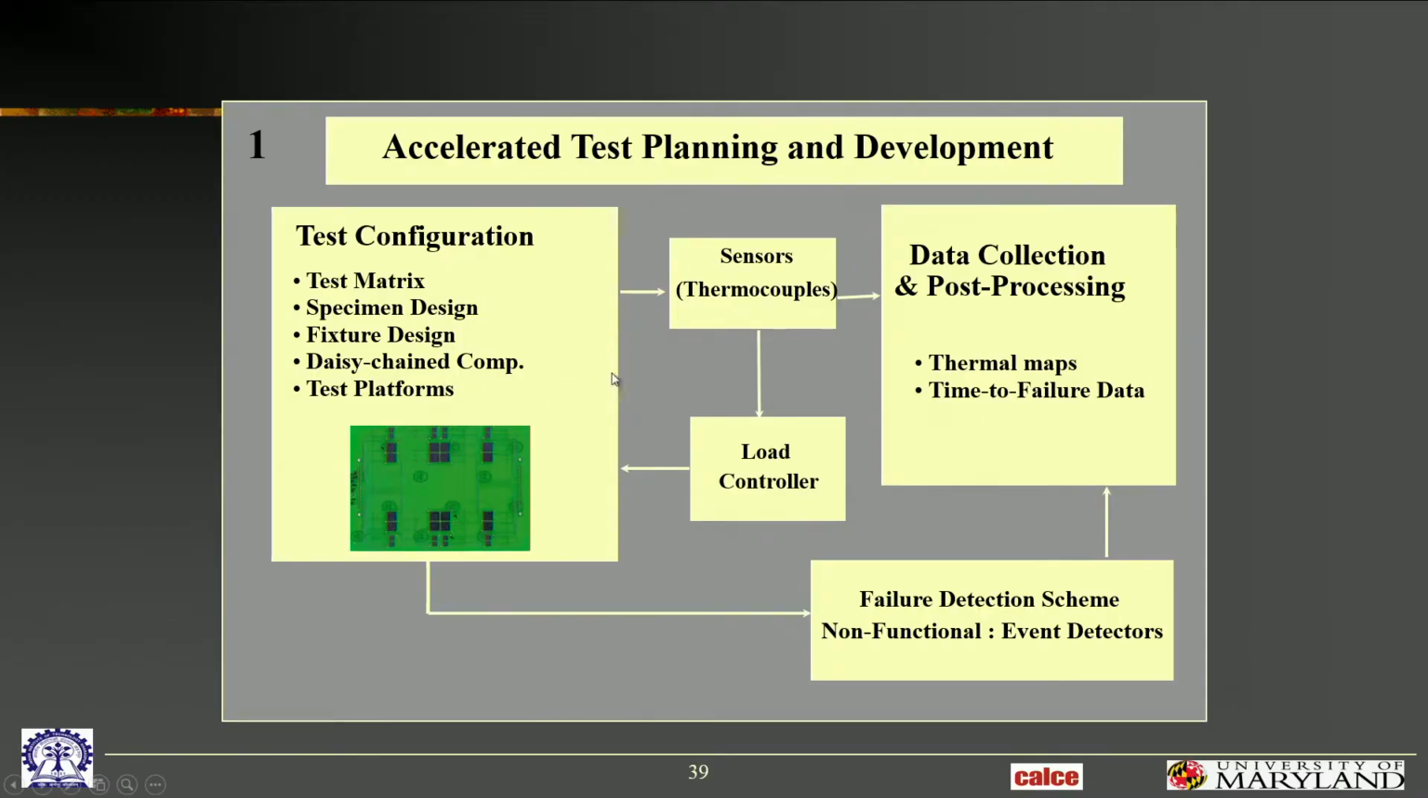Okay, so these are all daisy chains, so we could monitor in real time while the specimen was being stressed in the temperature humidity chamber. We could monitor in real time whether the joint had failed or not, because these are all daisy chains and we were monitoring them in real time.